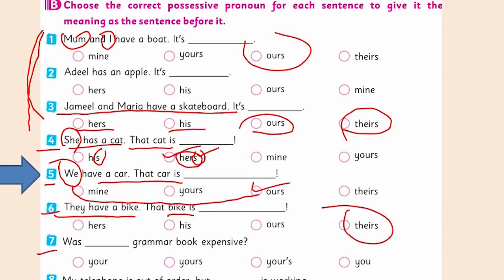Okay, the seventh one. Was grammar book expensive? Now this sentence is in interrogative form, in a question form here. Someone is asking a question about a grammar book. Grammar book expensive. Here what will we choose? Yours or your or you.